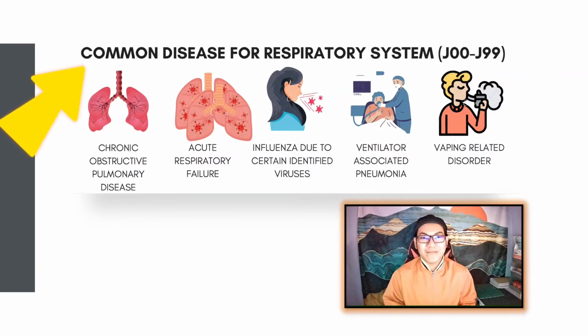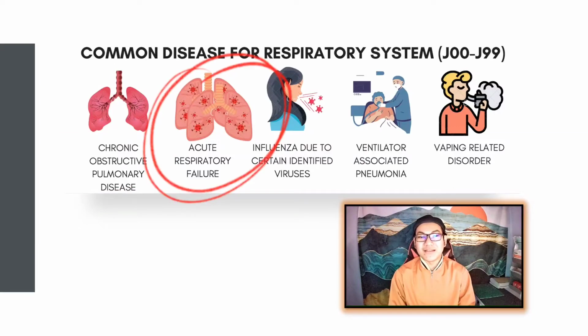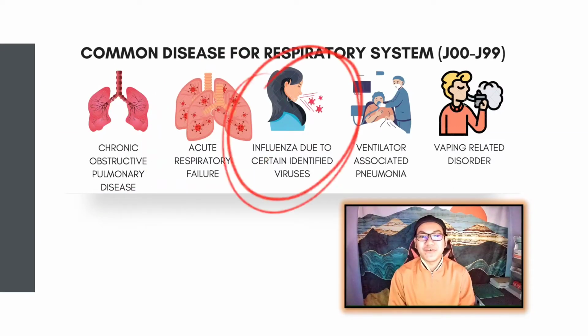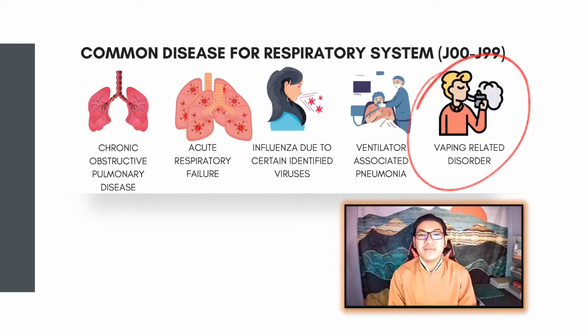Next, I will explain about the common diseases of the respiratory system. First one is chronic obstructive pulmonary disease, second is acute respiratory failure. The third one is influenza due to certain identified virus. The fourth one is ventilator-associated pneumonia. And lastly, the new common disease of the respiratory system is vaping-related disorder.